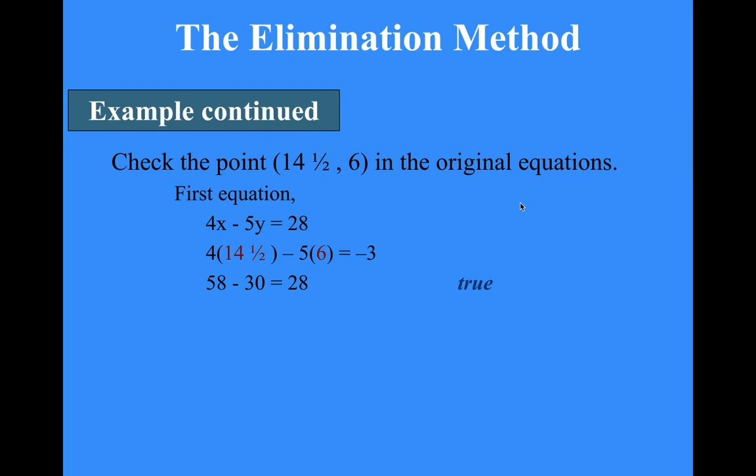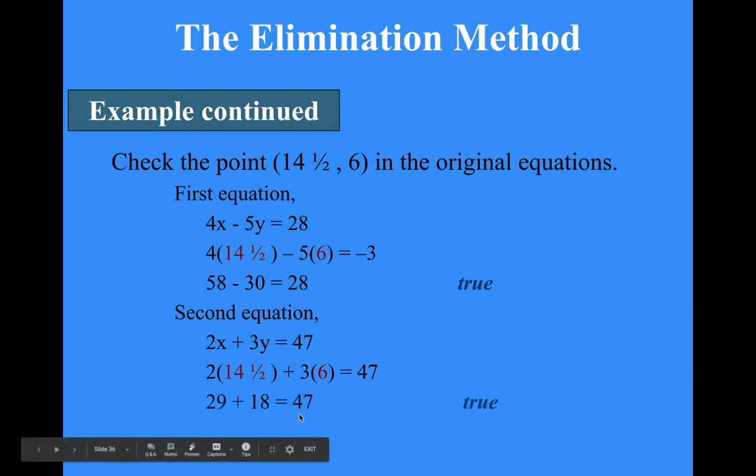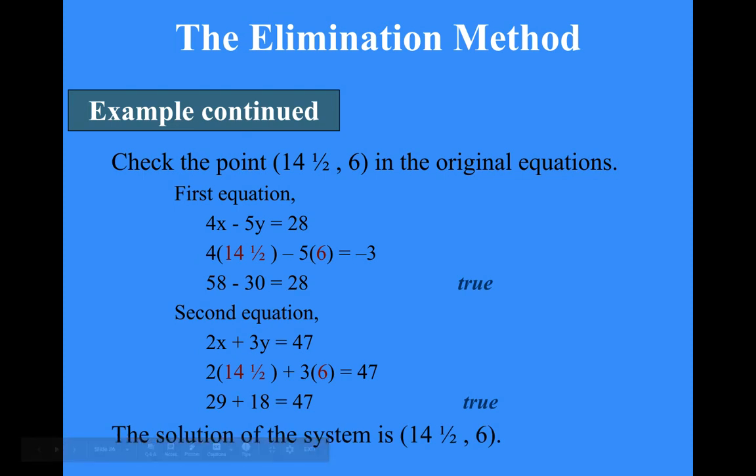But now let's check the second one. Second equation, we had 2x plus 3y equals 47. We replaced the x with 14.5, the y with 6. 2 times 14.5 is 29. 3 times 6 is 18. 29 plus 18 is in fact 47. This is true. Guess what? This is our solution. Okay, the solution to the system is 14.5 and 6. We got it right. We're happy. Good job, guys.